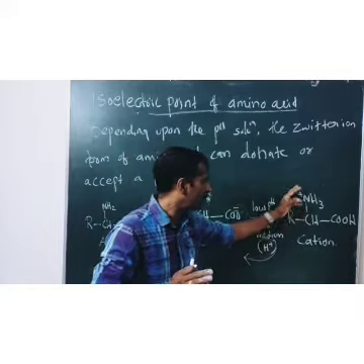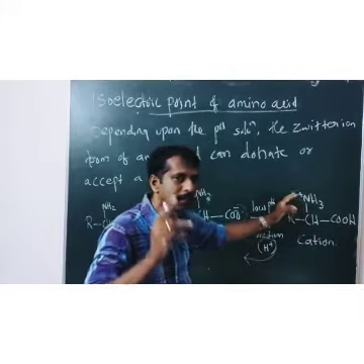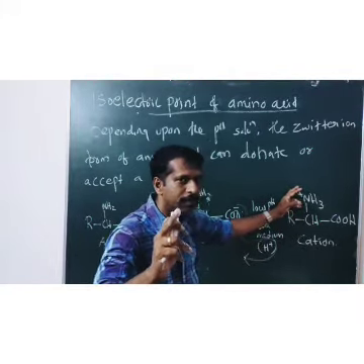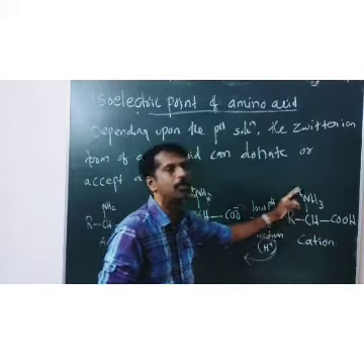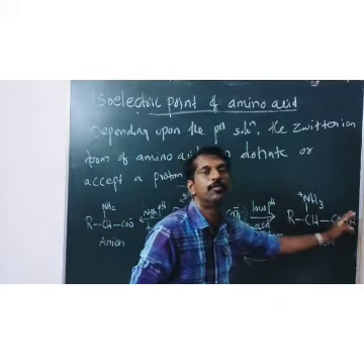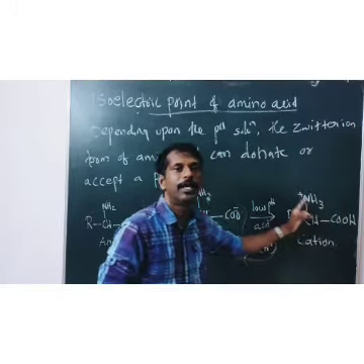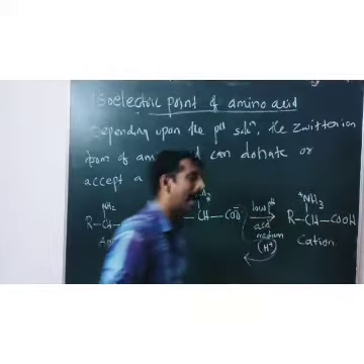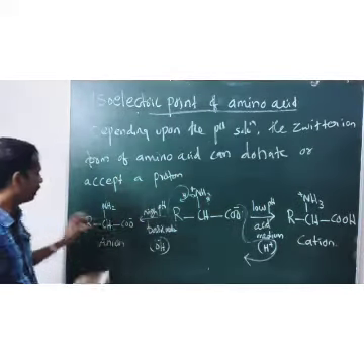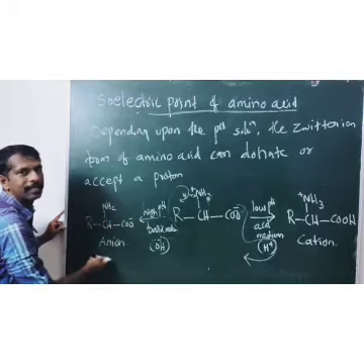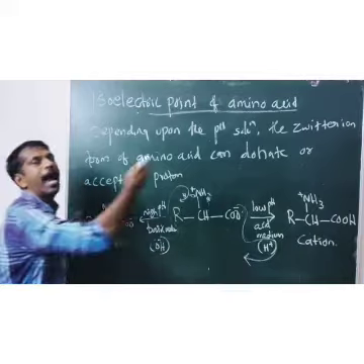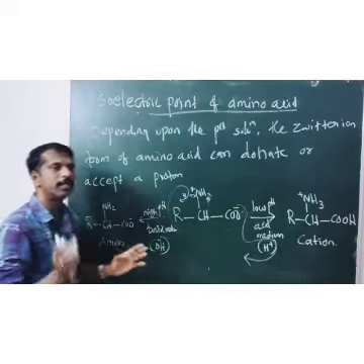pH, the zwitterion has a positive charge. Therefore, in an electric field, if there is a cathode and anode, at low pH this will move towards the cathode, because at low pH it will exist in the form of a positive ion. Definitely, it will move towards the cathode. And at a high pH, it will have a negative charge. That means it is an anion. At a high pH, what will happen? It will move towards the anode, because the negatively charged ion will move towards the anode.